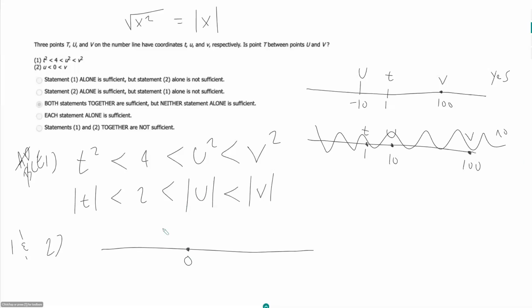So if this is 0 on our number line, and we know U has to be over here somewhere, and we know V has to be over here somewhere, but we also know T has to be closer. So if T has to be closer to 0 than U, that means it's got to be to the right of U. But if it also has to be closer to 0 than V, well, it's also got to be to the left of V. So what is that really telling you? It's another way of just saying T must be between U and V. So together, we can answer yes to our question. So it is sufficient to say yes. C is our answer.